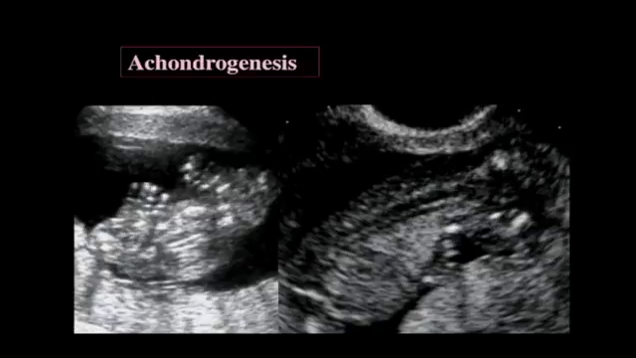Now, achondrogenesis is the one that has the very, very short limbs. And in fact, those limbs are so short that they can't even come together in front of the fetus. But what nails this diagnosis is the absence of the ossification of the spine. You can see the spine is not ossified like the other bones are at this stage.